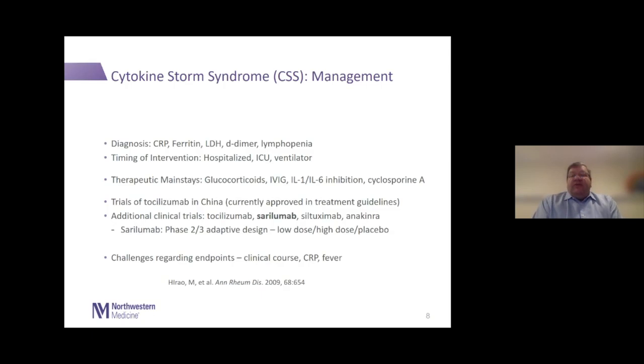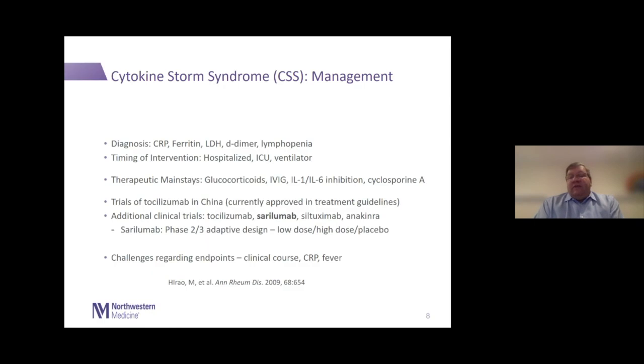There are a number of challenges in trying to figure out what the endpoints are going to be in managing these patients with cytokine storm syndrome, and I highlighted some. The most important one is trying to figure out what is the clinical course you're trying to intervene in. What are the outcomes that are trying to be prevented? The simplest is obviously mortality, but that's pretty blunt. Other morbidities and other comorbidities may be important, requirement for ICU care, requirement for ventilatory support, et cetera.